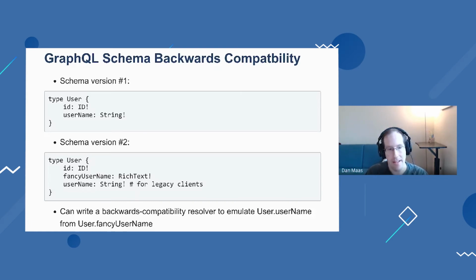And the nice thing about this is your handler code doesn't have to have a lot of backwards compatibility junk in it. Your handler code can basically be switched from version 1 to version 2, and then you can have an extra little piece of code off to the side that's your backwards compatibility handler that deals with the legacy clients.